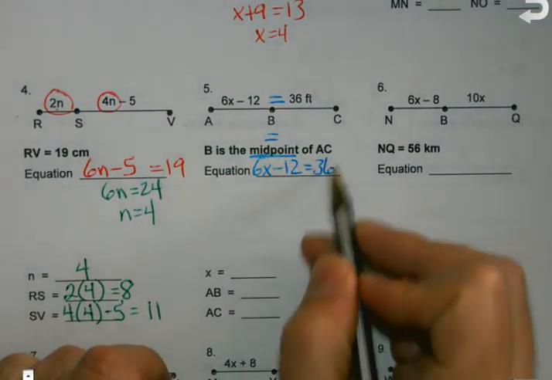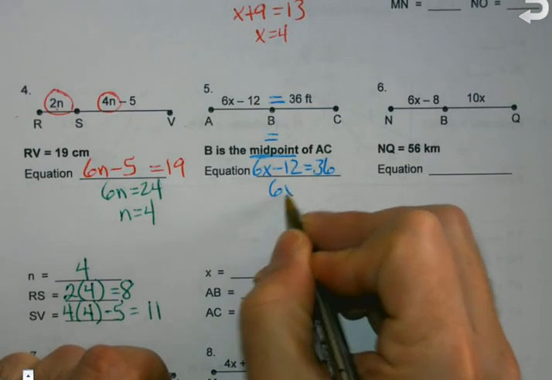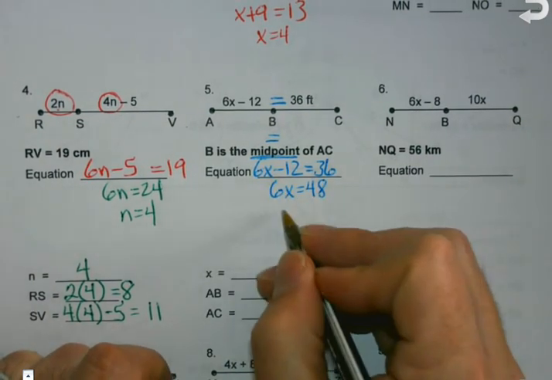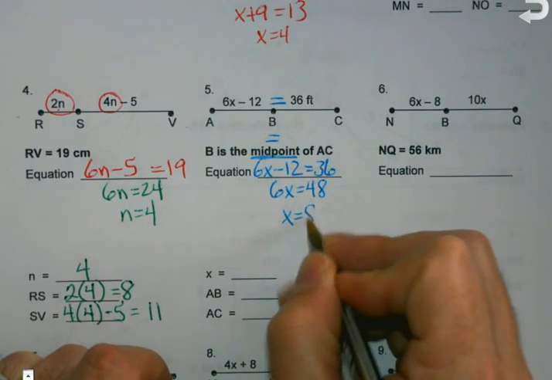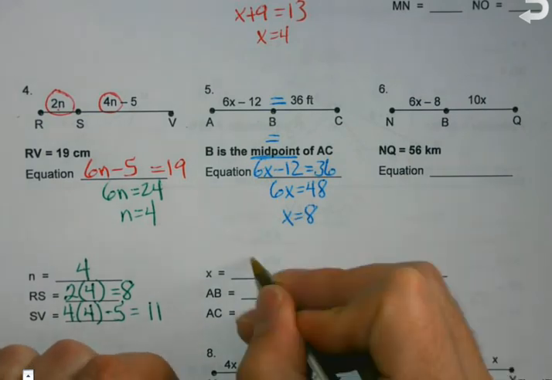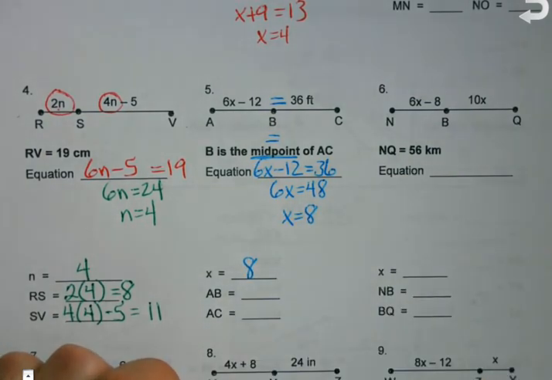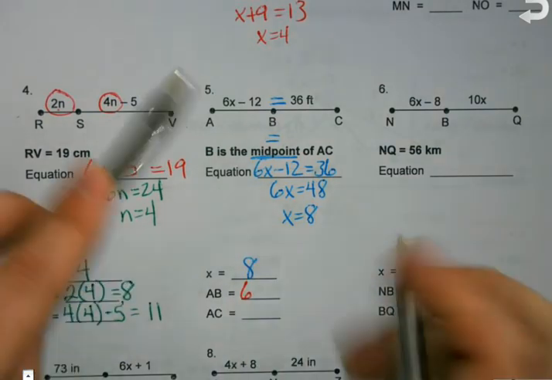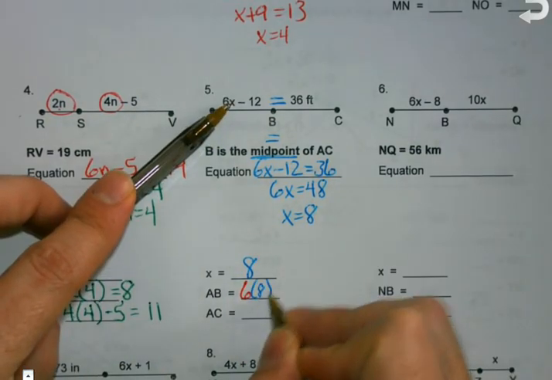And then I add my 12 to the other side. And I divide by 6. And get my x value. And then AB is 6 times x, but I know what x is now. X is 8.